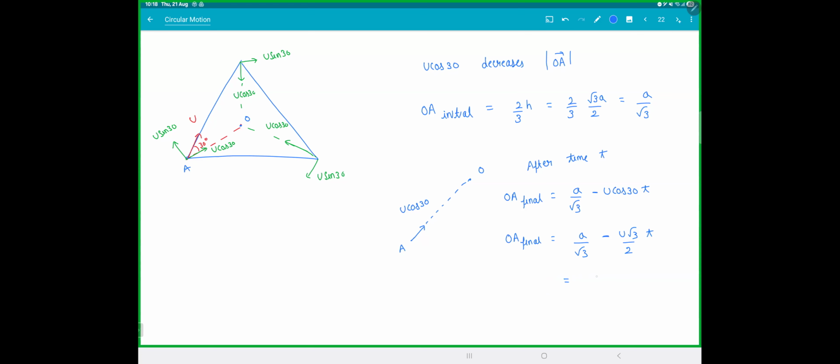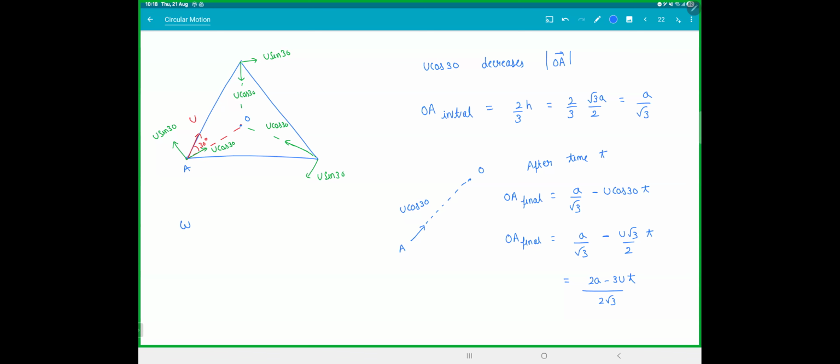So cross multiply this, and this will be 2a minus 3u t by 2 root 3. And if you remember, the main question was: find the time when they meet. When they meet, what will happen to OA final? It is 0. That will give you the time directly. There you got OA final.